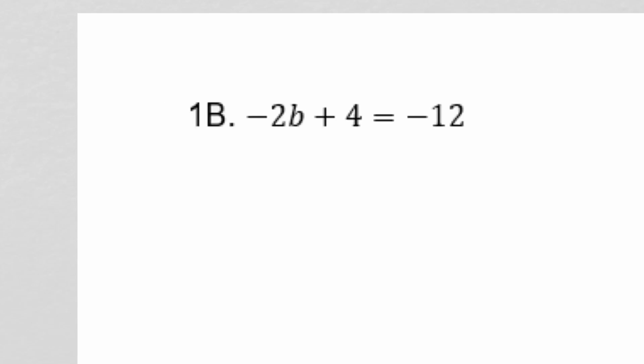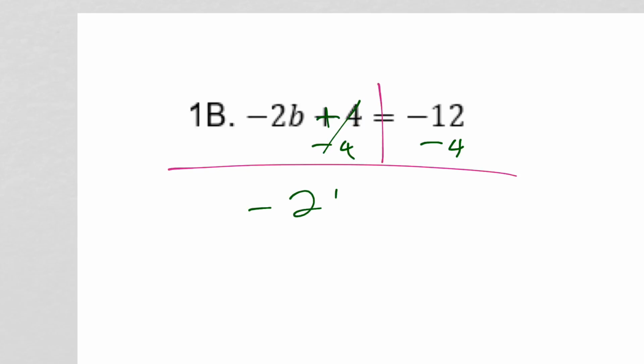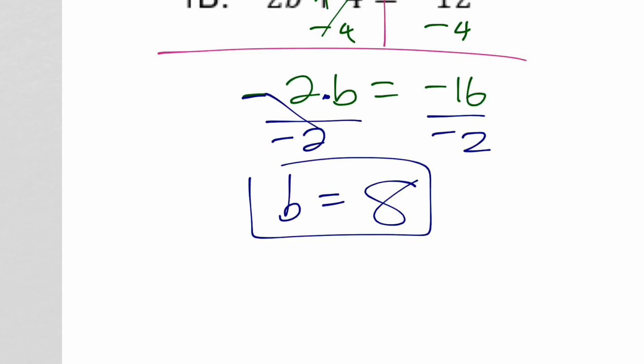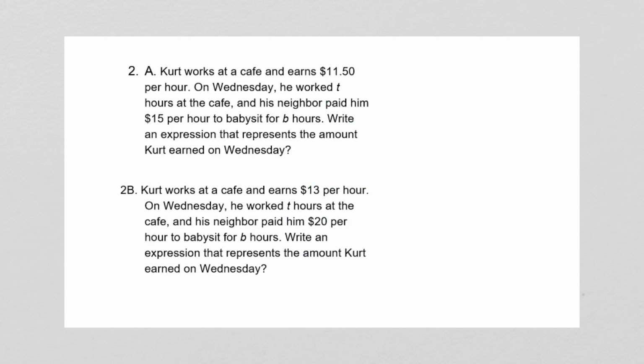Number 1b, you need to solve for b, so this time the opposite of adding 4 is to subtract 4. So negative 2b is equal to negative 16. The opposite of multiplying by negative 2 is to divide by negative 2, and negative 16 divided by negative 2 will give you a positive 8.